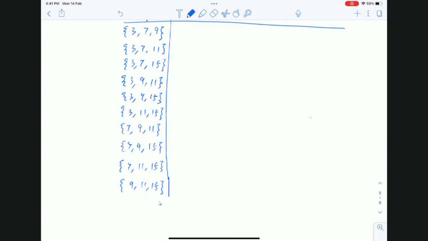So totally there are 10 possible samples. If we draw 3 numbers without replacement from the population of size 5, it is just a combinatorial number. If you know a little bit about counting, 5C3 will be equal to 10. So totally there are 10 possible samples.